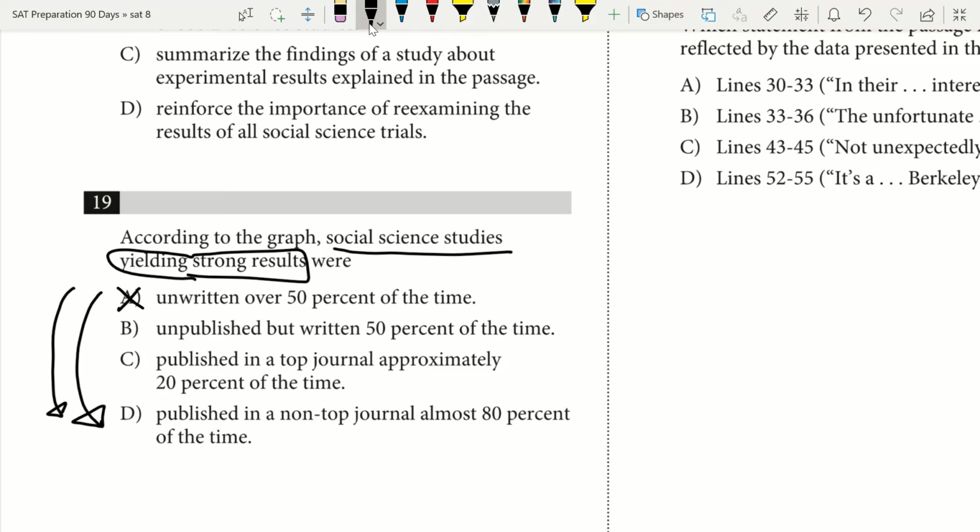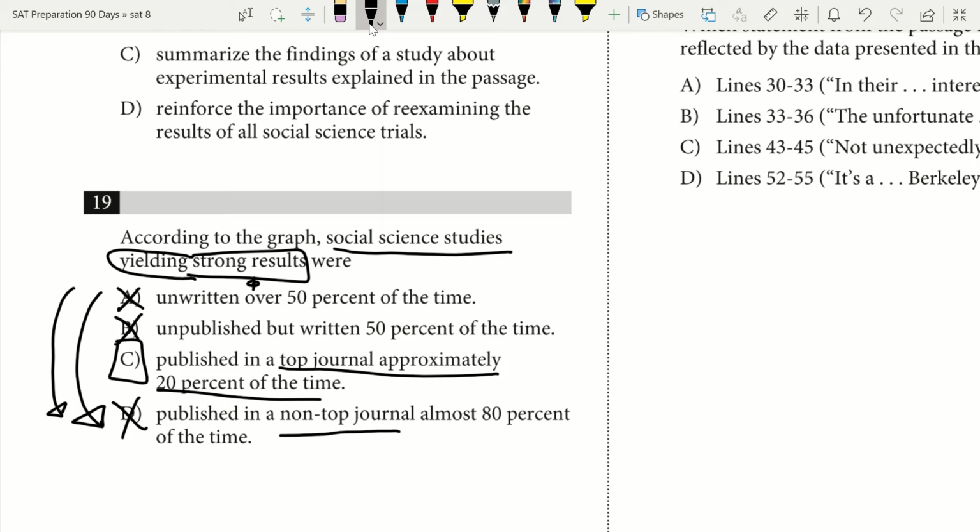No. Okay, we saw that it was strong publication and strong likelihood of being written in this category, since it did yield strong results. Unpublished but written 50% of the time. Also not true. Option C, published in a top journal approximately 20% of the time. Yes, okay, that was that top part of that graph that went from 80 to 100. That's 20% of the time it's published in a top journal. So my answer there is going to be C.